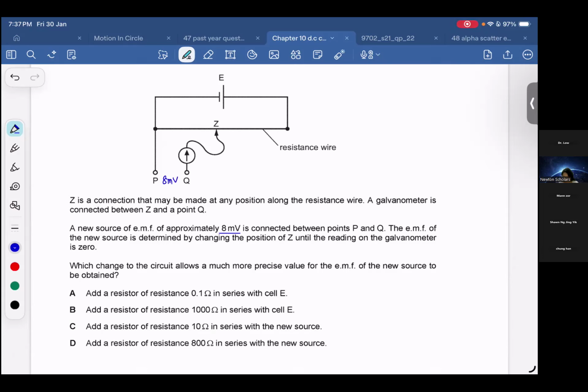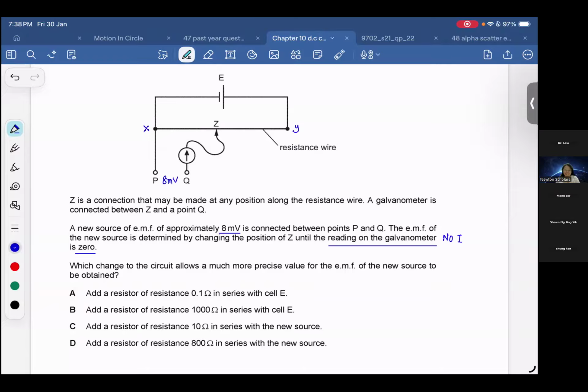We have to adjust the position of the jockey until the reading on the galvanometer is 0. When the galvanometer is 0, that means no current. Why no current? Because the potential difference across the points is the same. For example, I label this X, here is Y. X to Z, the potential difference is the same as our new source of EMF. If their voltage is the same, then the potential difference will be 0, no difference.